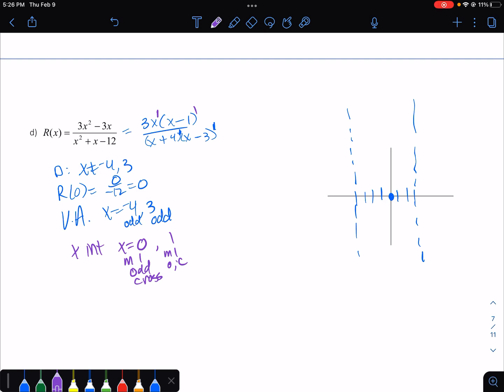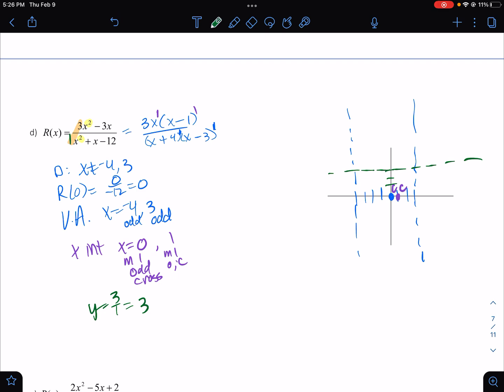So I already have 0, 0 plotted. I'm going to put a C next to it for crossing, and then we have 1 and then C for crossing. Okay? And then we're going to check what our horizontal or oblique asymptote is. So here I've got the powers match, so I'm going to take the leading coefficients. So in this case, we're going to get y equals 3 over 1, which is just 3. So 1, 2, 3. So here is my end behavior asymptote, or my horizontal asymptote.